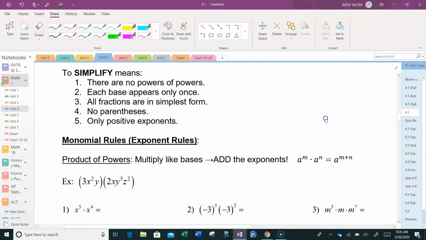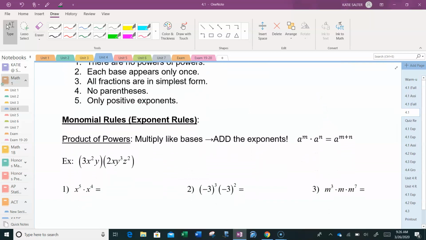All right, so let's start with the first rule that we just discussed. This rule is called the product of powers. And what it tells us is when we multiply like bases, we add the exponents. So if we have a to the m power times a to the n power, because a and a are like bases, this would become a to the m plus n power. All right, so let's look at this first example.